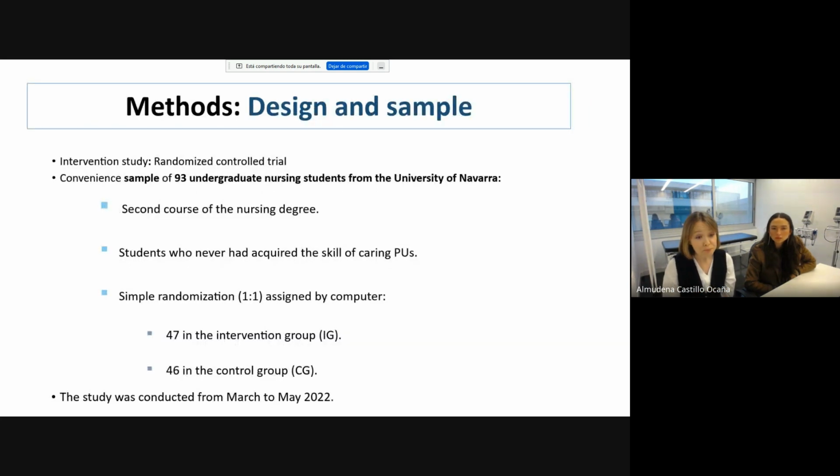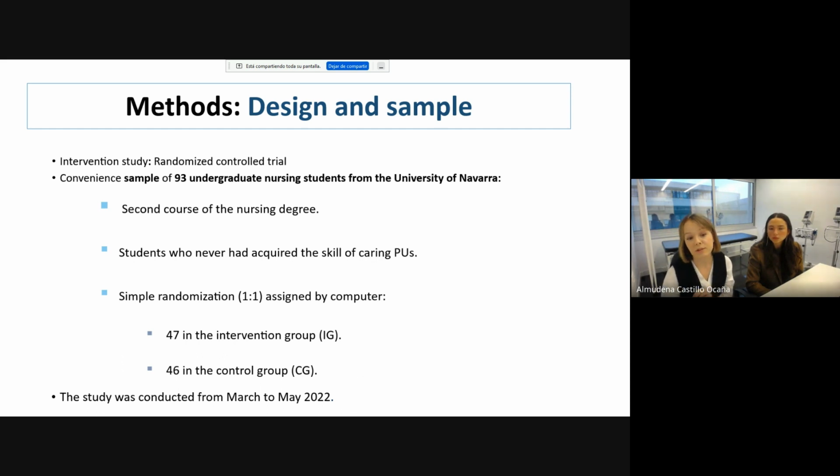So we designed the intervention study. It was a randomized controlled trial with a convenience sample of 93 undergraduate nursing students from the University of Navarra. They were students from the second nursing year degree who had never had any kind of experience looking after patients with pressure ulcers. After the randomization, we obtained the intervention group with 47 students and the control group with 46 students.